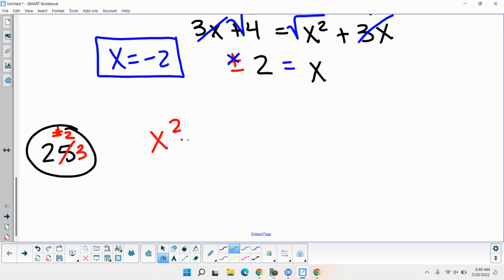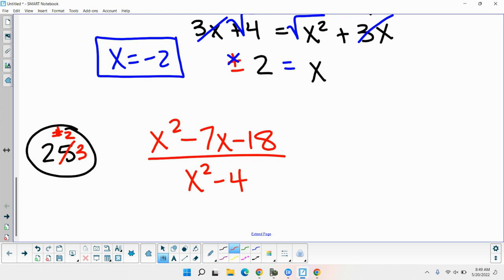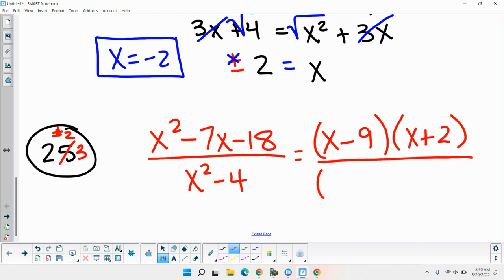So simplifying a fraction, we have to factor what we can factor first. Okay? So the factors of negative 18 that add up to negative 7 are a negative 9 and a positive 2. And then x squared minus 4 is a difference of squares, square root of x squared, square root of 4, plus and minus.